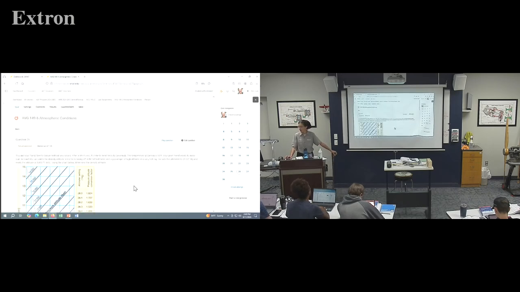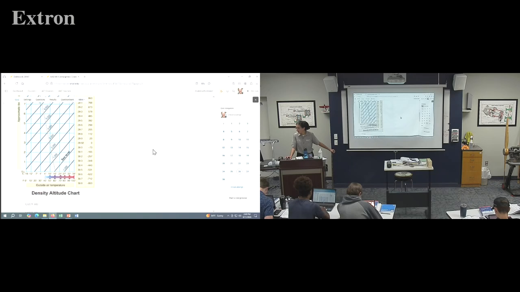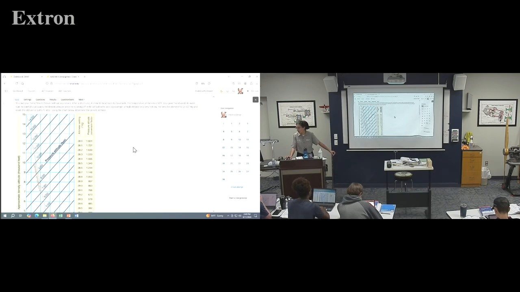Question 26, that's the graph. It gives you temperature and pressure altitude. Just find your temperature on the bottom, go up to pressure altitude and over to find your density altitude.